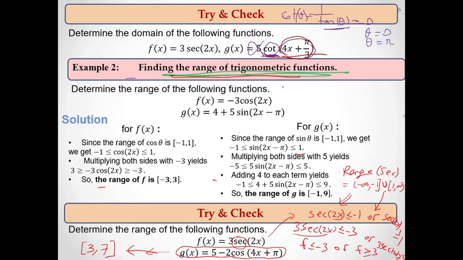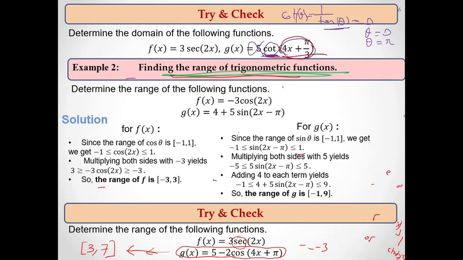And then at the end, what does it tell us? It tells us the range of f is -infinity to -3 union 3 to infinity. This union means or, so you can write it as an interval this way.